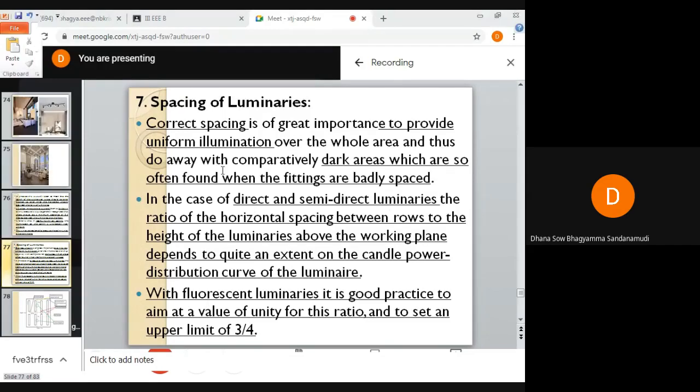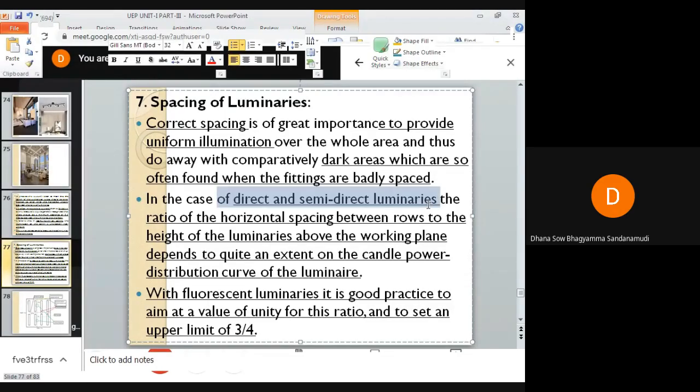In the case of direct and semi-direct luminaries, the ratio of horizontal spacing between rows to the height of the luminaries above the work plane depends to a large extent on the candle power distribution curve of the luminaries. Based on the candle power of the luminaries, the ratio of spacing between rows to the height of the luminaries will vary. When using fluorescent luminaries, it is good practice to aim at a value of unity for this ratio, which can be set up to a limit of 3/4.